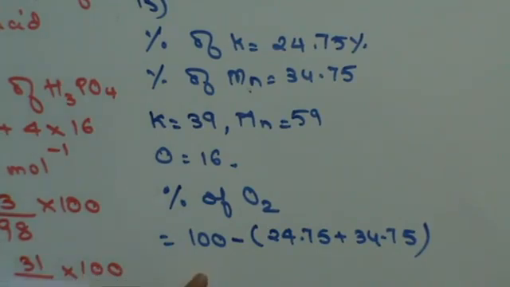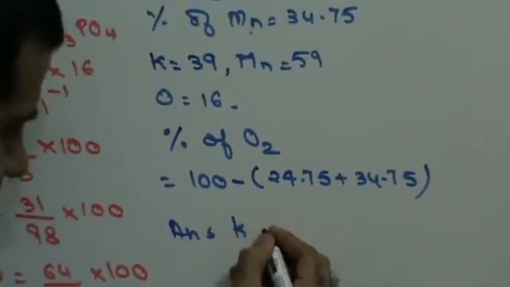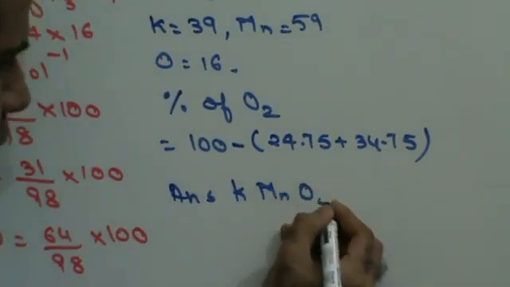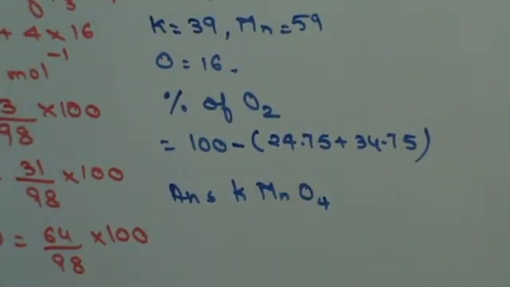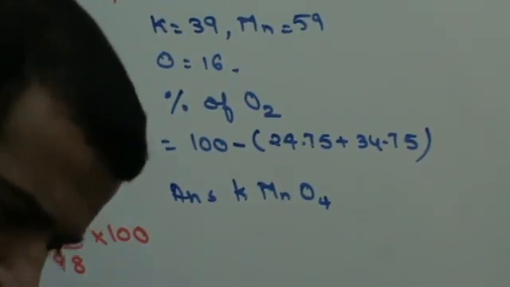Once you have the percentage of oxygen, it becomes like the previous sum. You have percentage, you have to find out empirical formula. You should be able to find this, right? The answer for this, when you solve this, you should get K1Mn1O4. That should be your empirical formula when you solve it, right? Take down the last sum to finish this chapter, guys.